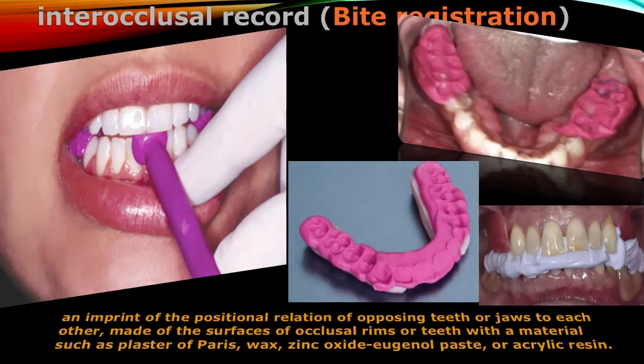It is imprint of the position relationship of opposing teeth or jaw to each other made of surface of occlusal rim، مثل نشوف هنا occlusal rim، surface of occlusal rim or teeth with a material such as plaster of Paris, zinc oxide, resin or wax. Sometimes acrylic resin can be used. Different material is used to create this interocclusal imprint.